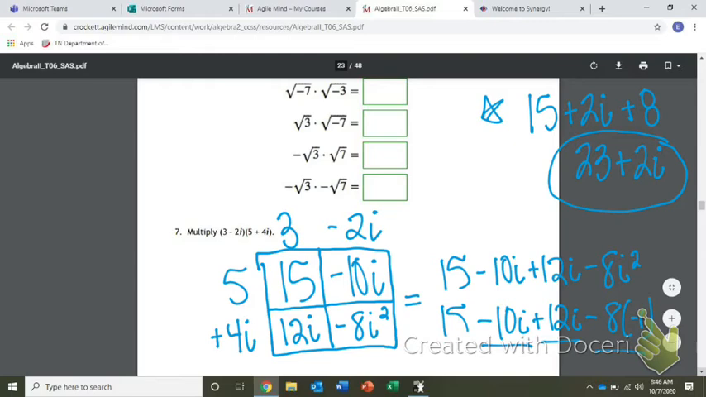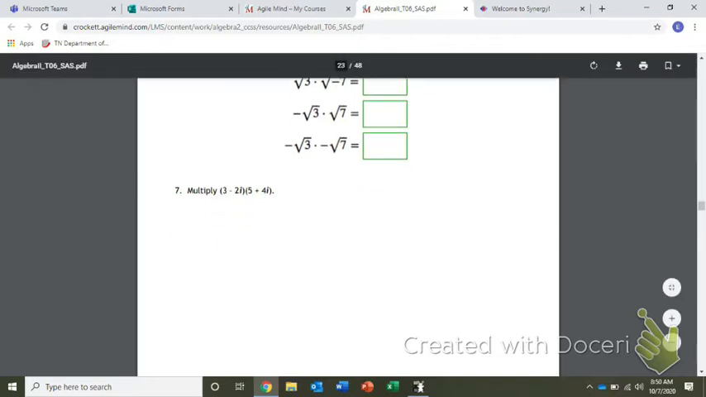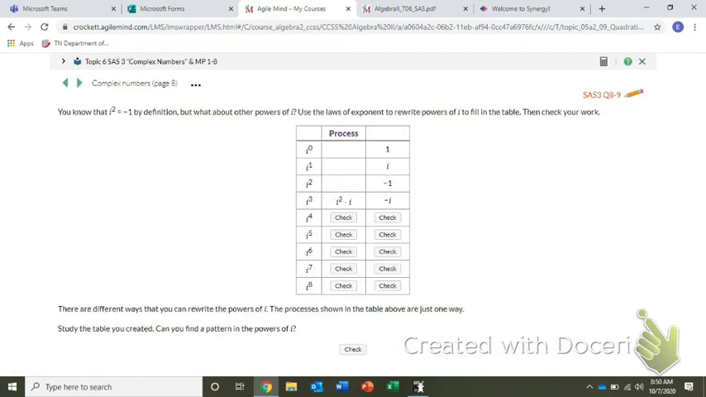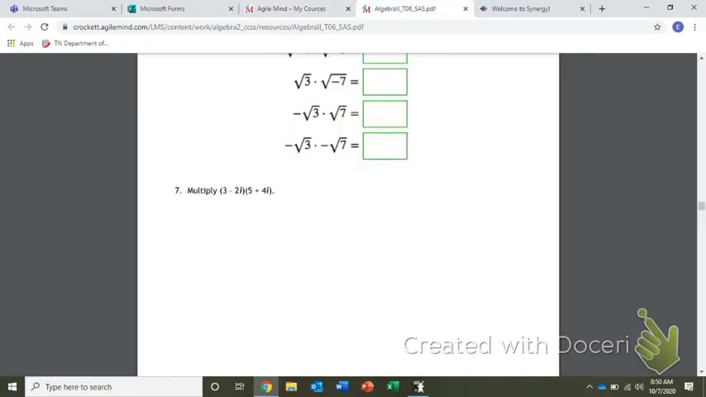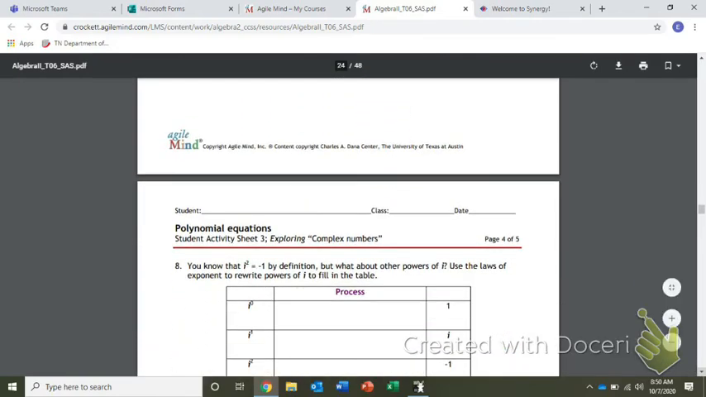Number 8. Most important thing to learn today. Let's see what it looks like. Oh. I don't like this one. Okay.